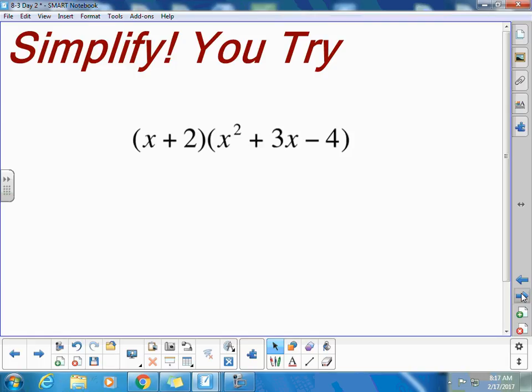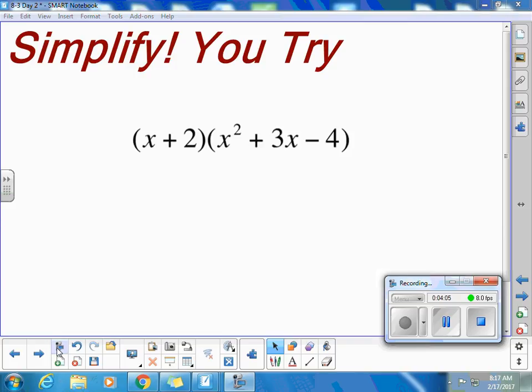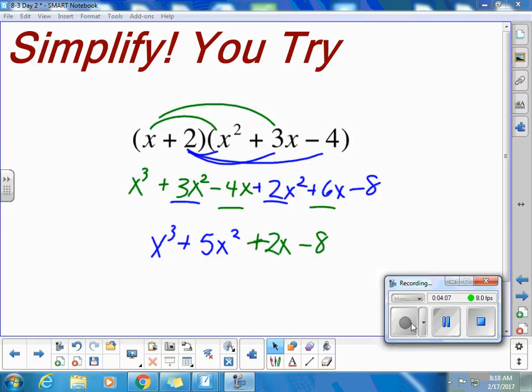All right, put me on pause and you go ahead and try this one. And I believe you should get x to the 3rd plus 5x squared plus 2x minus 8.